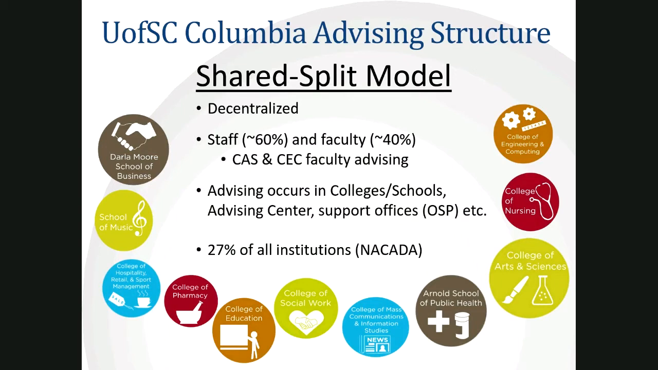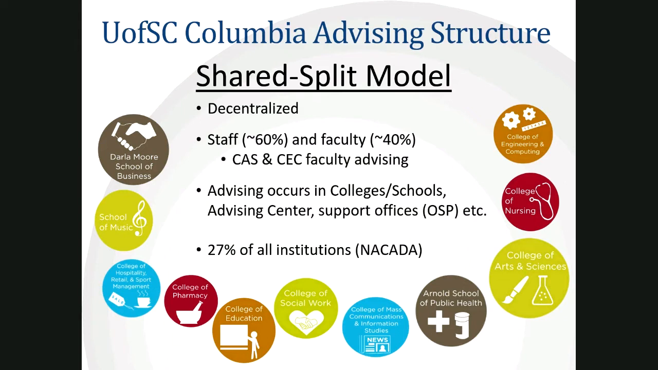So what you have in front of you here is what is deemed by NACADA, the National Academic Advising Association, which is a worldwide organization with over 14,000 members, that advising on our campus is really defined as a shared split model. And what does that mean? Well, you see all of our colleges and schools outlined here. We have 11 of them, and they're all working with and thinking about academic advising in their own way. We know that about 60% of the advising completed is done by staff.